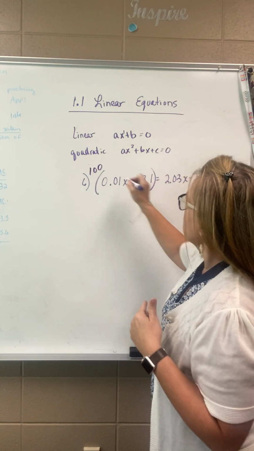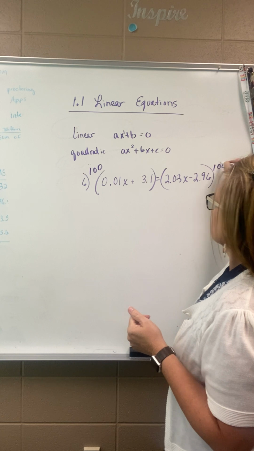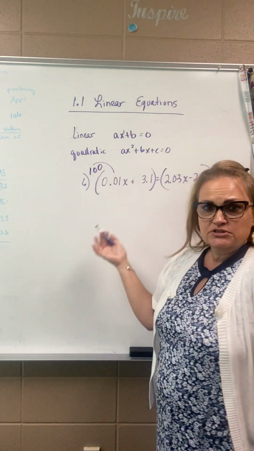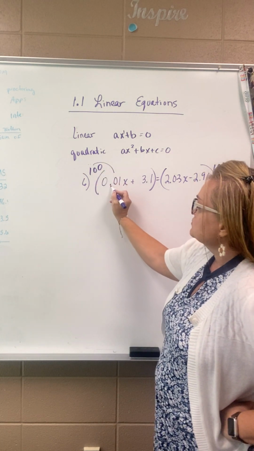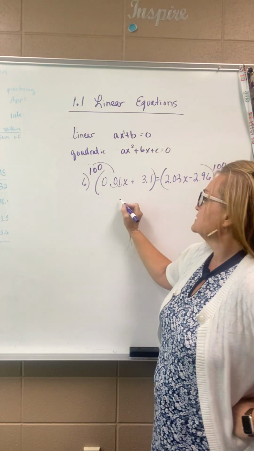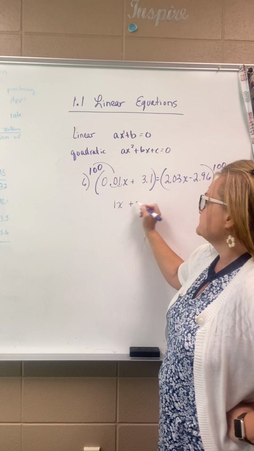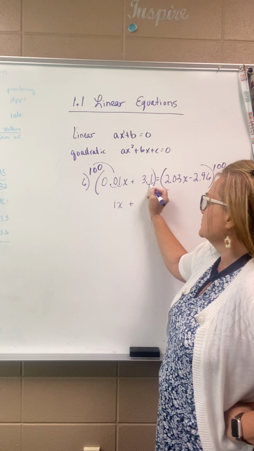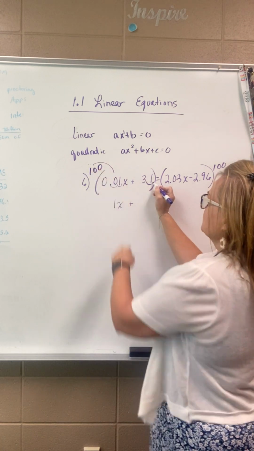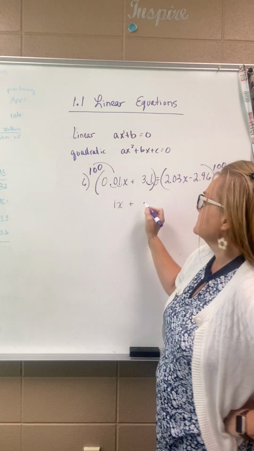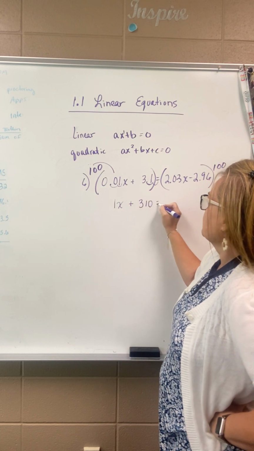So I take 100 times both sides. Multiplying by 100, again, we're distributing. Multiplying by 100 moves your decimal 2 places. It makes that just a 1x. Now, even though this one only has 1 decimal, because I'm multiplying by 100, I have to go 2 places, making that 310.